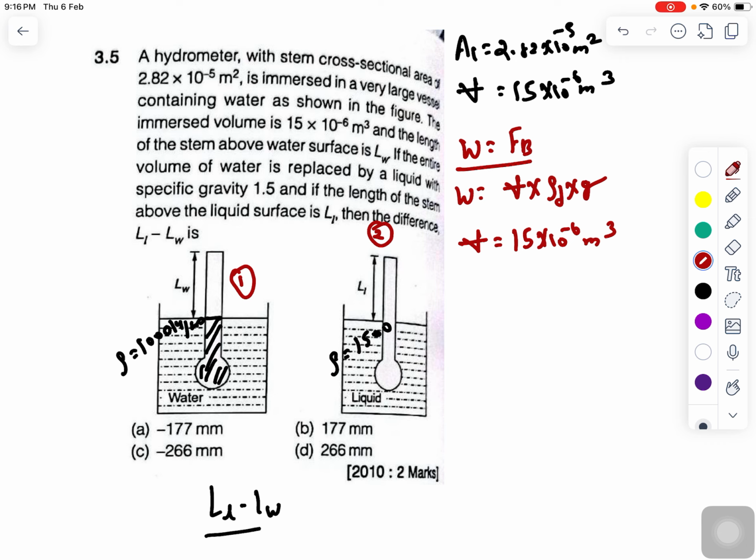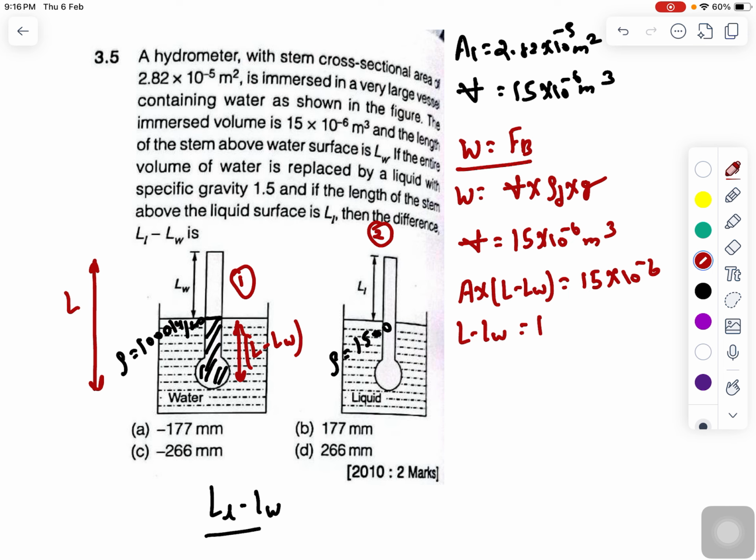Volume can be written as, what can this length be written as? Let's say I am assuming the total length is capital L, so that can be L minus LW, right? So it can be written as area multiplied with L minus LW, that is equal to 15 multiplied with 10 to the minus 6. And cross sectional area is given to you as 2.82 multiplied with 10 to the minus 5. So directly from here I can write L minus LW, that is equal to 15 multiplied with 10 to the minus 6 divided by 2.82 multiplied with 10 to the minus 5.